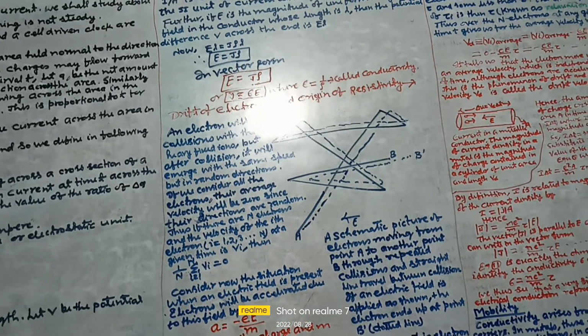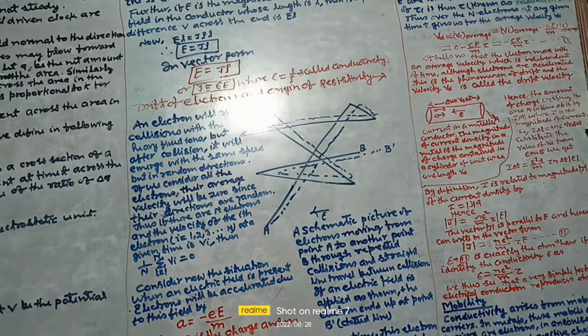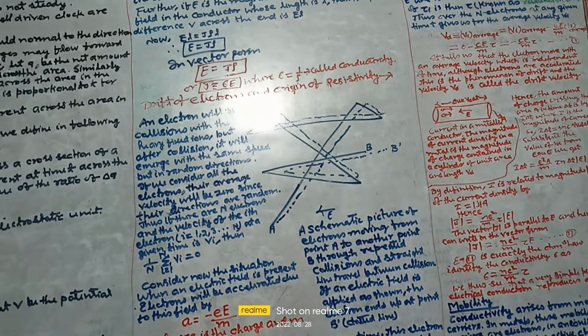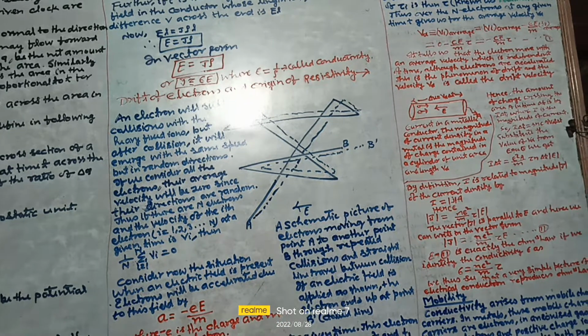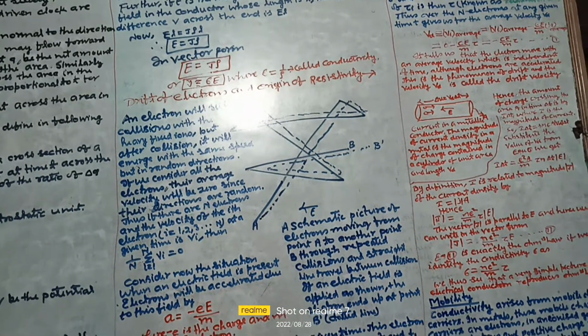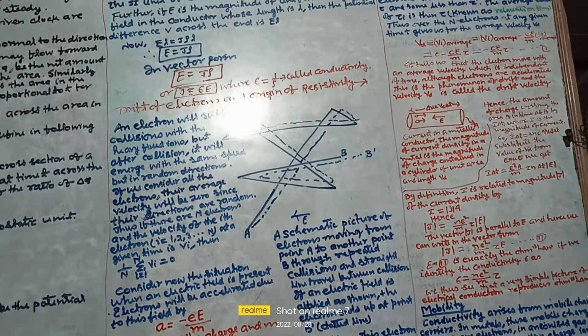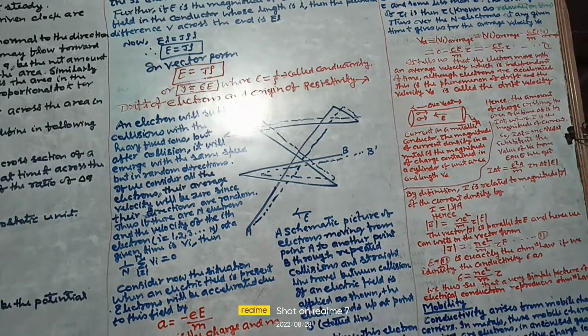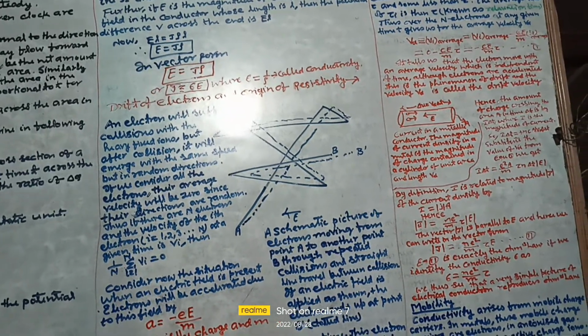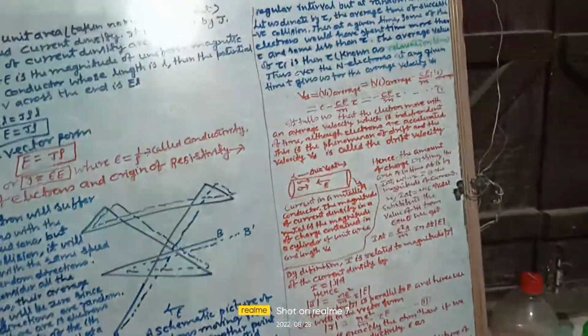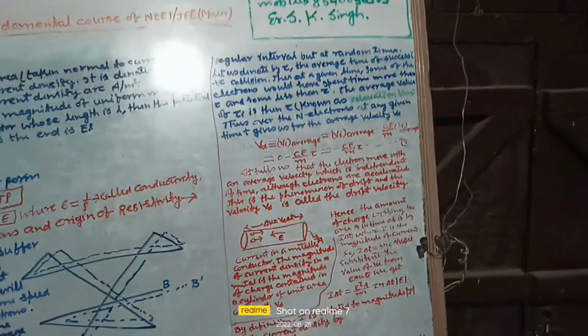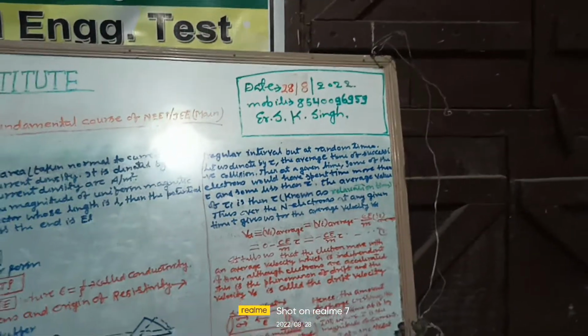The average velocity of the electrons at time t is the average of all the V_i. The average of v_i is 0, since immediately after collision the direction of the velocity of an electron is completely random. The collisions of electrons do not occur at regular intervals.